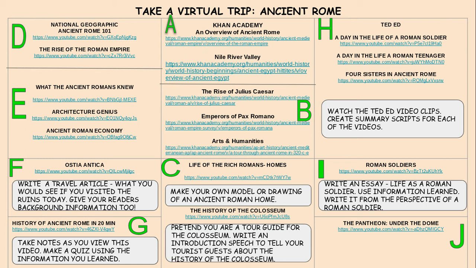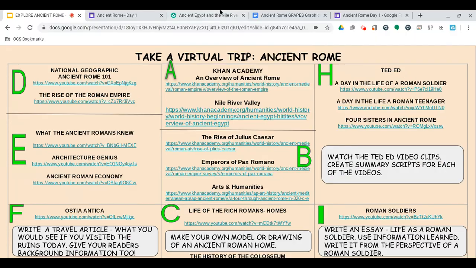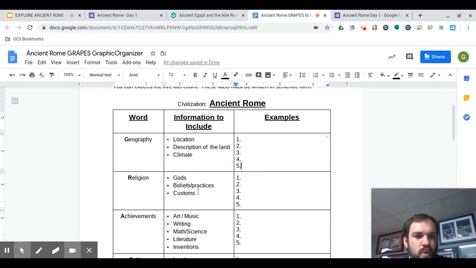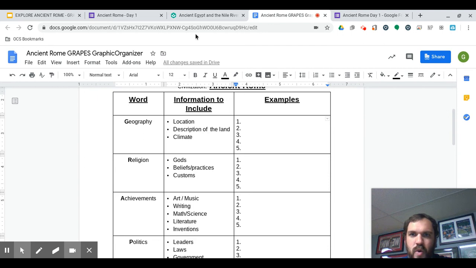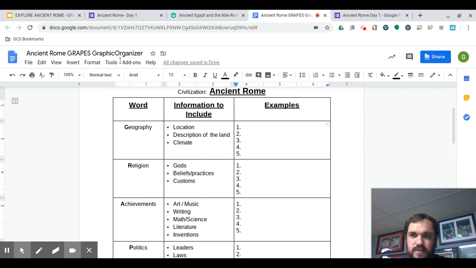Today, you do not have a choice. Today is the only day where I'm telling you, day 1, you have to do section A. These links right here are videos. You're going to watch these videos and fill out this GRAPES organizer as you watch. So you're going to watch the videos in section A and fill this out.